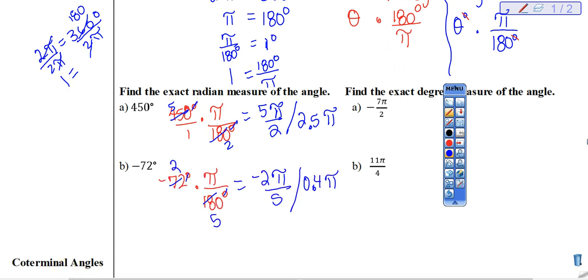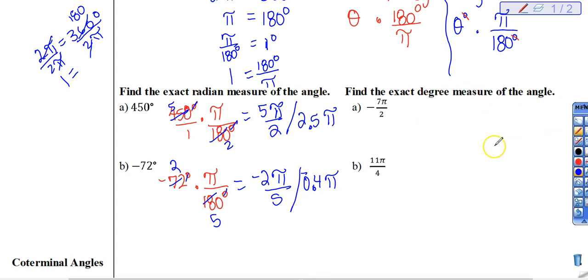Okay, so you're taking negative 72, multiplying it times pi over 180 degrees. So you can cross cancel out your degree measures, and you get negative 2 pi over 5, or negative 4/10 pi. Either one is acceptable.